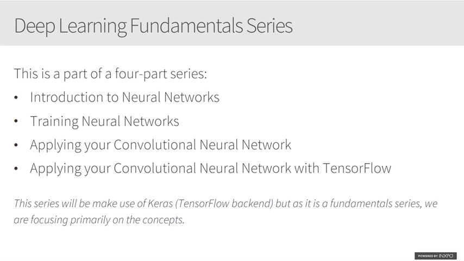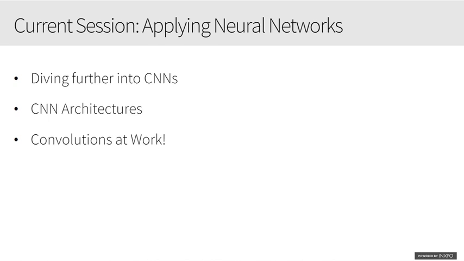As part of the Deep Learning Fundamentals series, this is actually a four-part series. We had already done Introduction to Neural Networks, training neural networks, and applying your convolutional neural networks using Keras with the TensorFlow backend. For this fourth session, we are specifically focusing on applying your convolutional neural networks, but specifically on TensorFlow itself. So we're going to do a little bit of a primer, but then we're also going to dive right into the code itself. We might be switching back and forth between the slides and the notebooks that we're using, because that allows us to dive into the code itself.